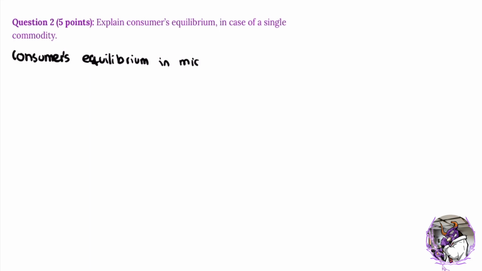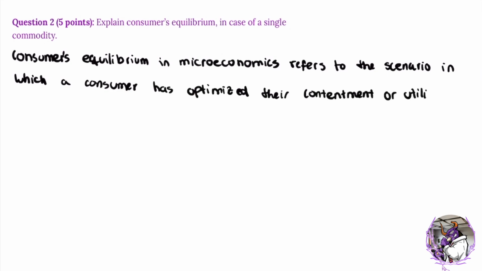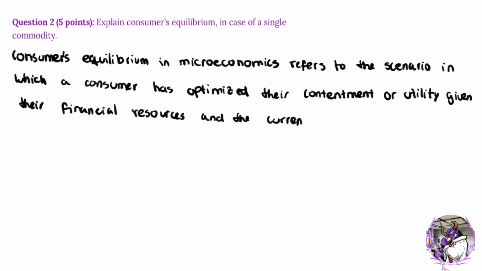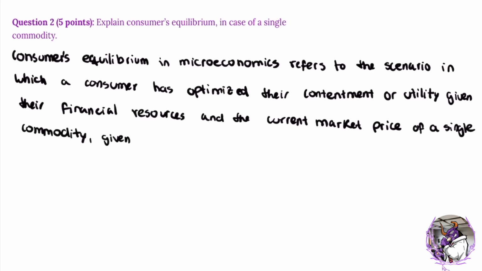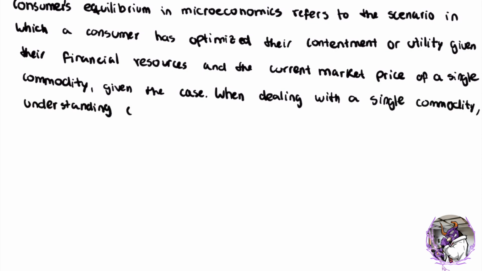Question 2, Part 2. Explain consumer's equilibrium in the case of a single commodity. Consumer's equilibrium in microeconomics refers to the scenario in which a consumer has optimized their utility given their financial resources and the current market price of a single commodity. A little pro tip is to always start your discussion question with a definition.